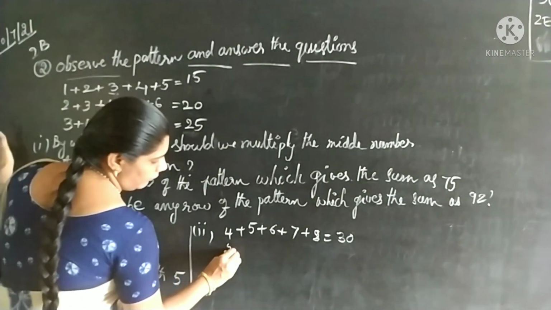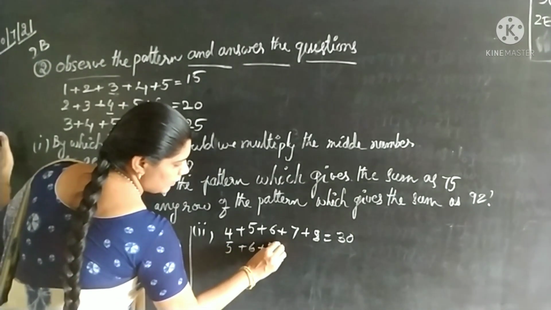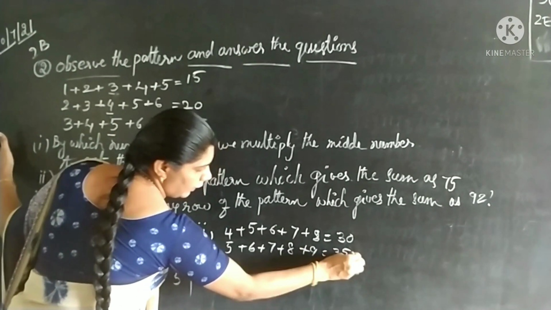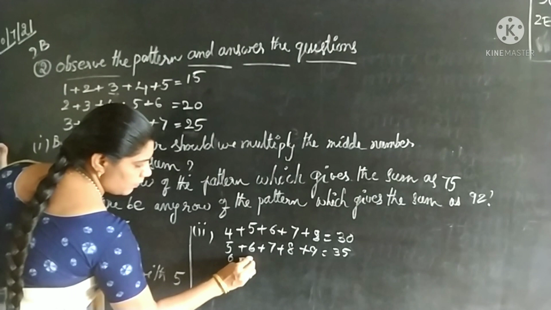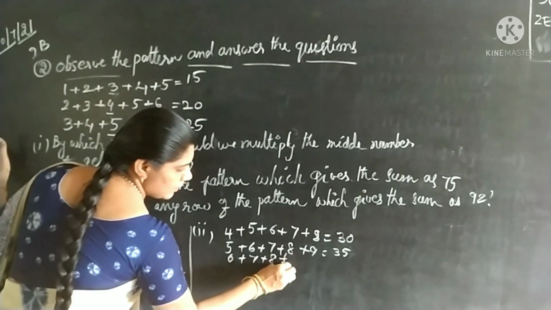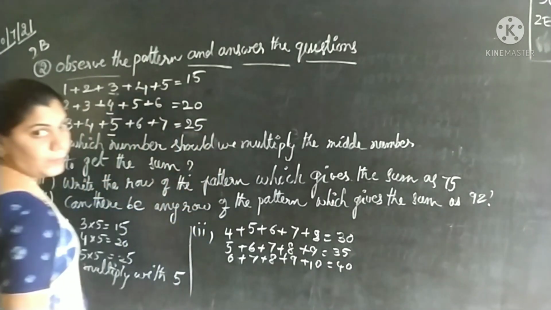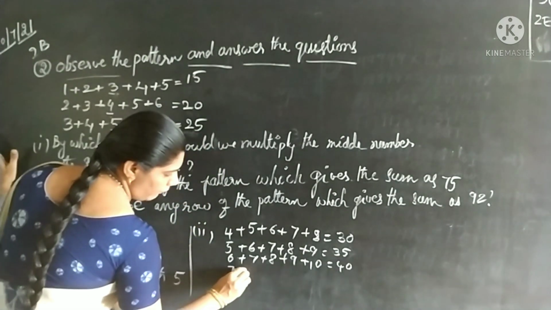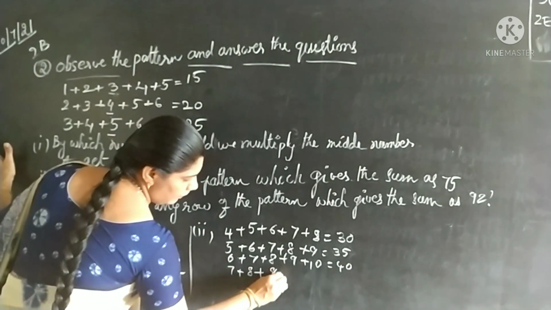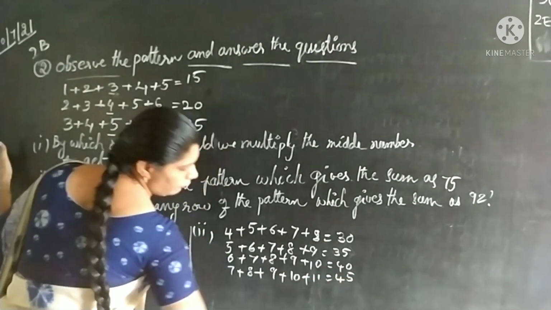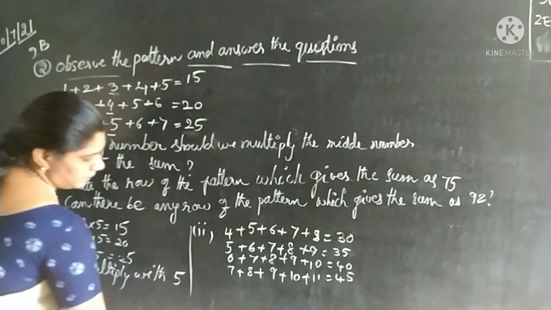Now see. Leave that one. 5 plus 6 plus 7 plus 8 plus 9. What do you get here? 35. Next pattern, write down 6 plus 7 plus 8 plus 9 plus 10. You get here 40. Okay. Now write down the next one. 7 plus 8 plus 9 plus 10 plus 11. You get here 45. Next.